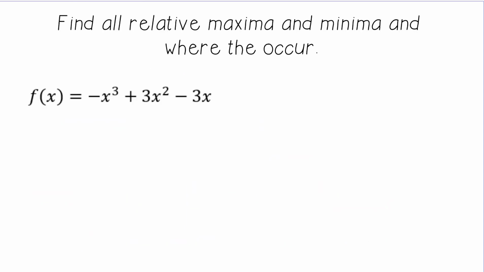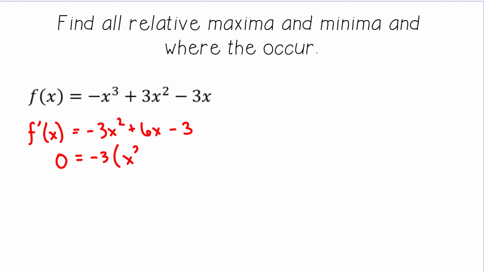So I'm going to do a second example. This one's just a straight polynomial. So again, the first step is to find f prime of x. And we get negative 3x squared plus 6x minus 3. I'm going to go ahead and factor out a negative 3 here and set it equal to 0. So negative 3, and then I have x squared minus 2x plus 1. And this ends up factoring as negative 3 times x minus 1 squared. So I can't set negative 3 equal to 0, so I get x equals 1. That's the only factor here because it's a repeated factor.